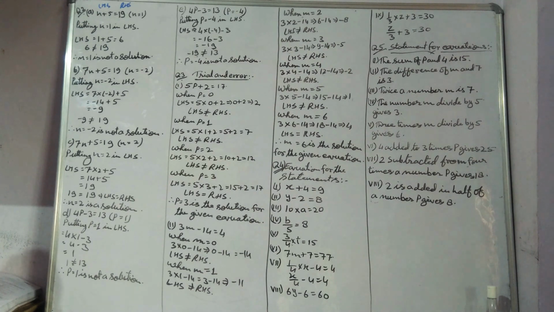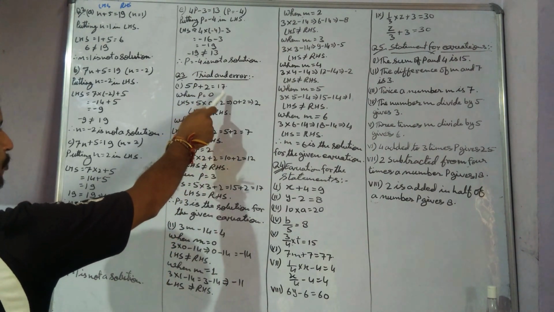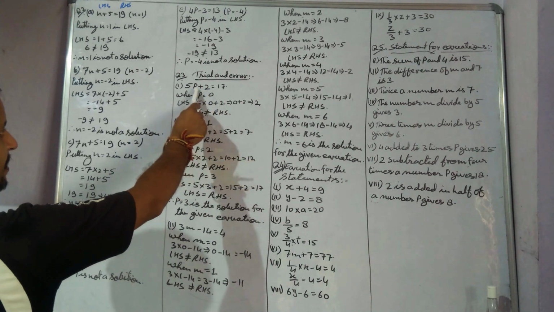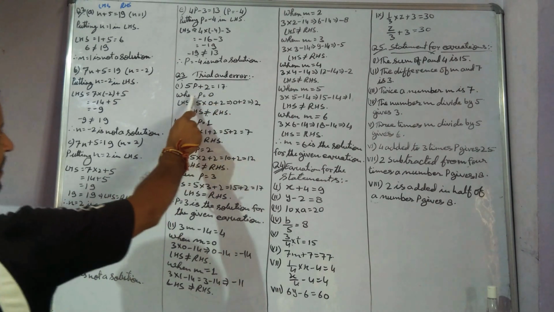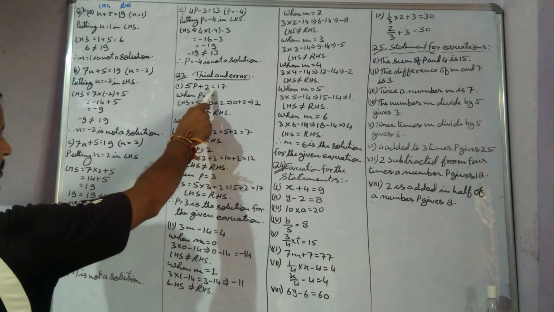Now question number 3 is given here. It is saying solve the following equation by trial and error method. Actually guys, we will take the value of the variable from our side. In that case we will keep trying values of p until we get the RHS. So first we take p equal to 0 and put the value of p equals 0 in the equation's LHS.